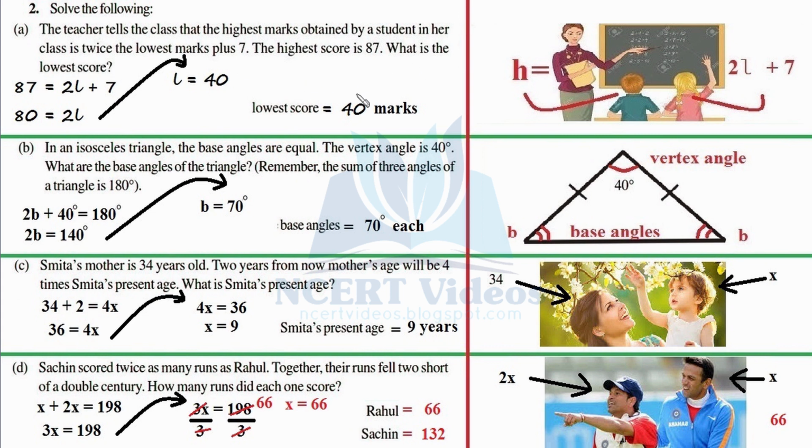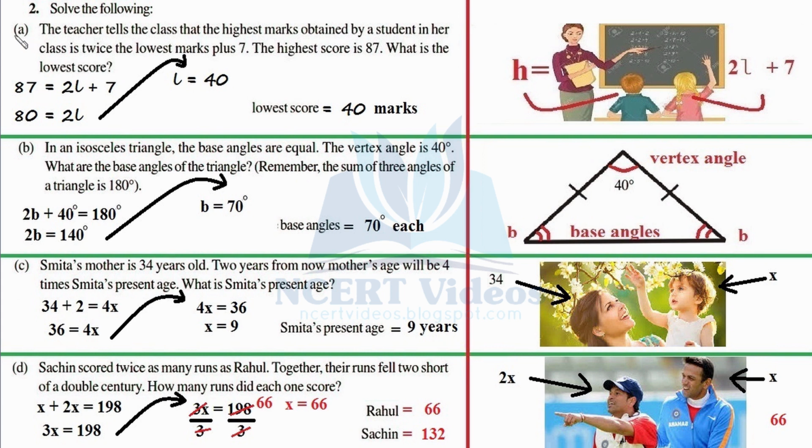So the required equation is 87 equals 2l plus 7. How did it come? Let's revise it. The highest marks obtained by a student is equal to twice the lowest marks. We don't know the lowest marks, so let us assume it to be L. Twice L plus 7. So this is your equation. Transpose it. It becomes 80 equals 2L. Get rid of this 2 by dividing both sides by 2. So L is equal to 40. Lowest marks is 40. You can check it here: 2 40s are 80. 80 plus 7 is 87 equals 87.